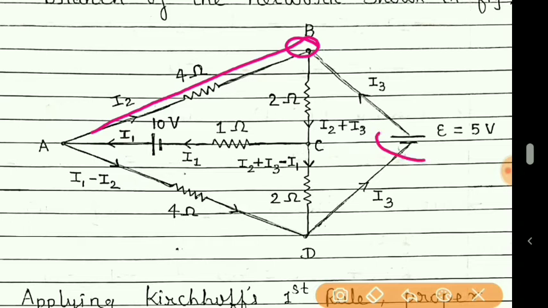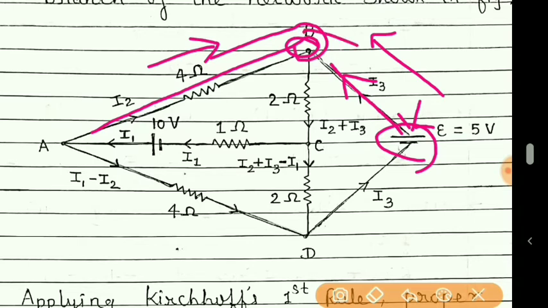Here there is the positive of the battery on this side. So let the current I3 be moving towards point B from the positive of the battery. From this side current I2 is coming towards B, and from this side I3 is coming towards B. Both will meet at point B, and the total current here will be I2 plus I3. So at this junction point B we applied Kirchhoff's first rule.